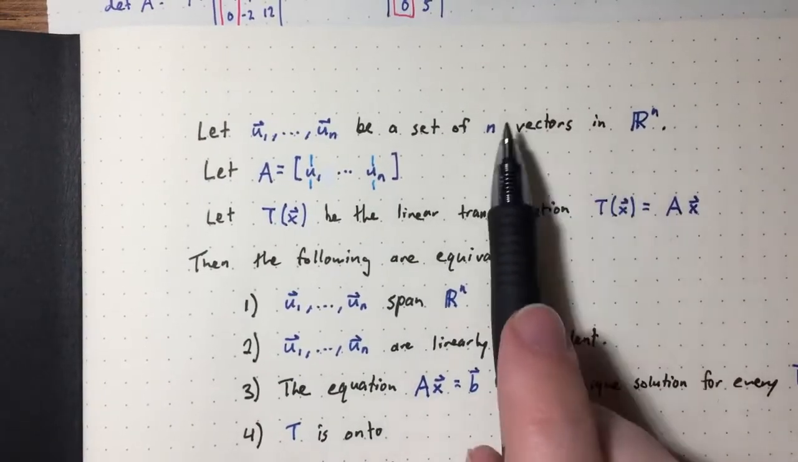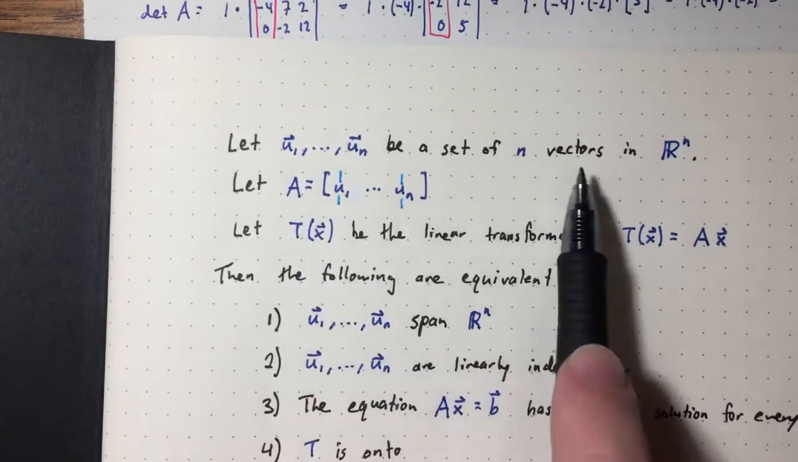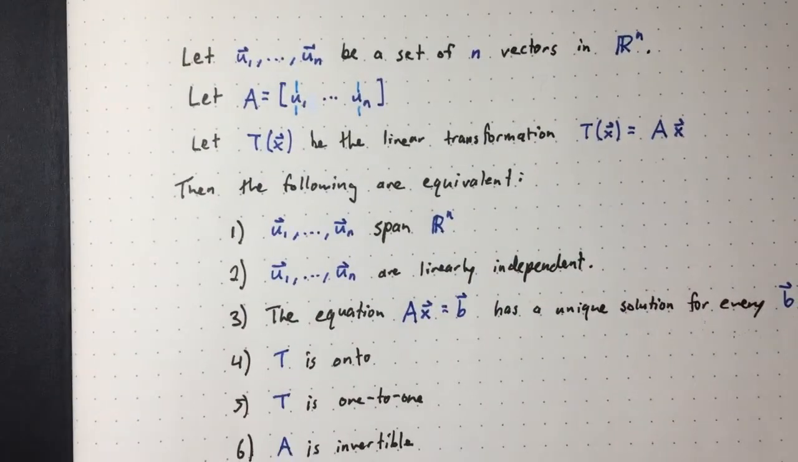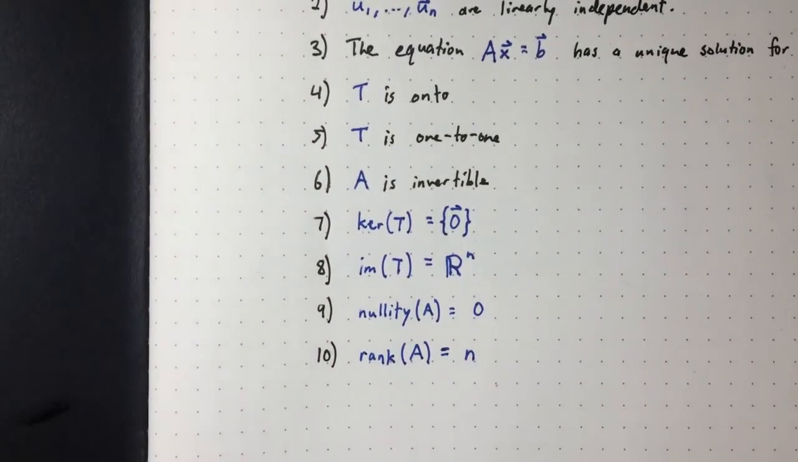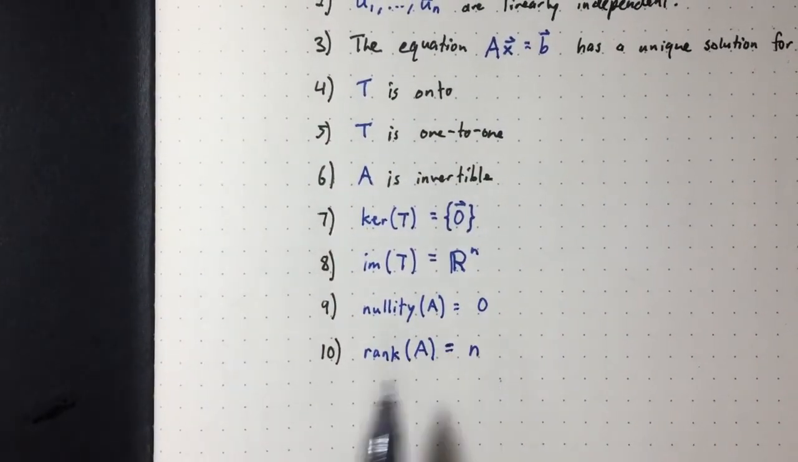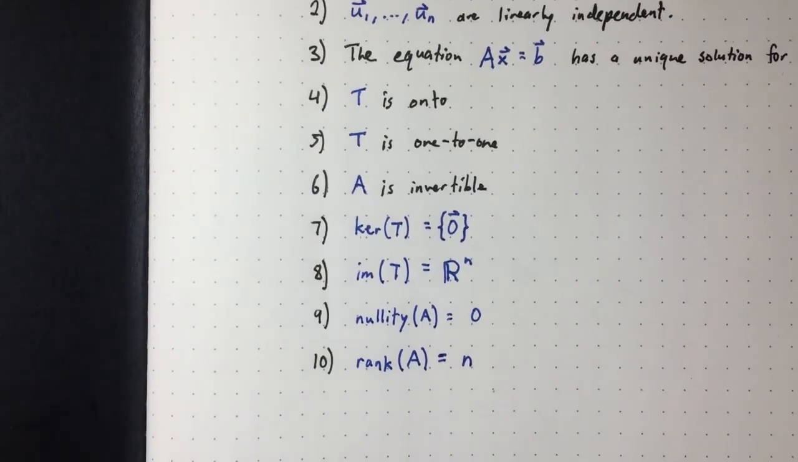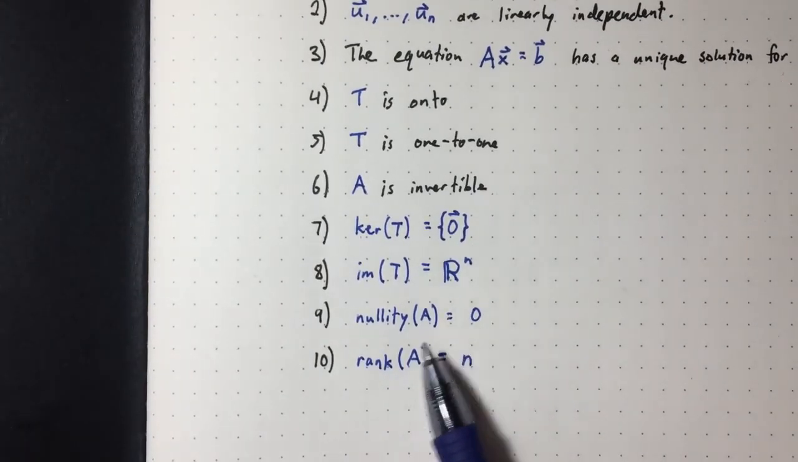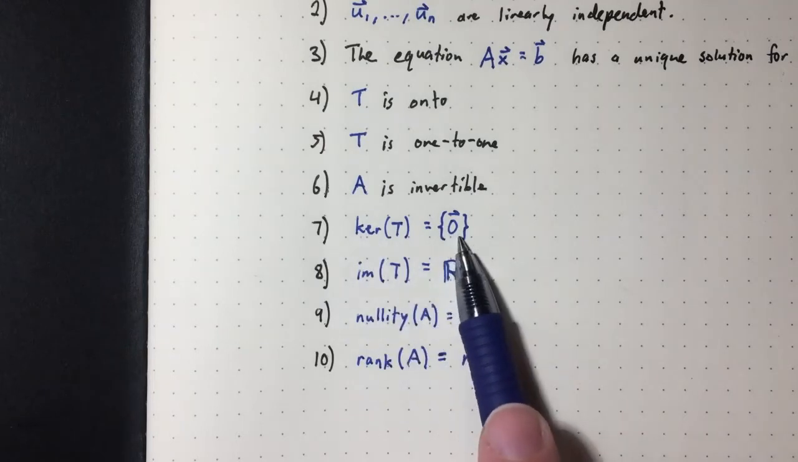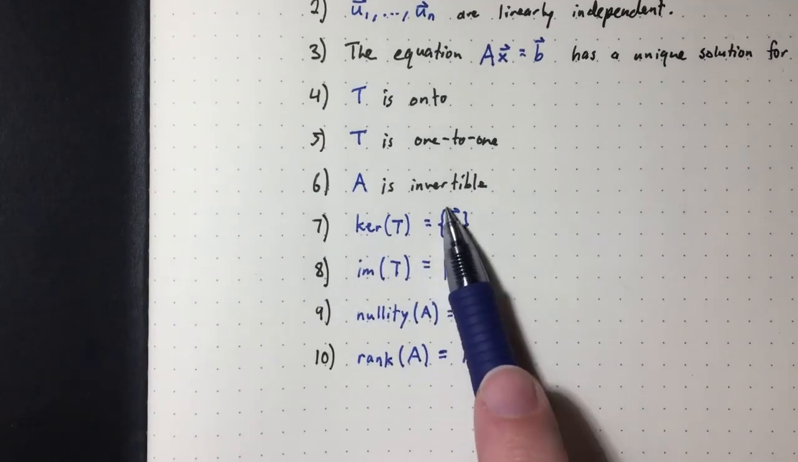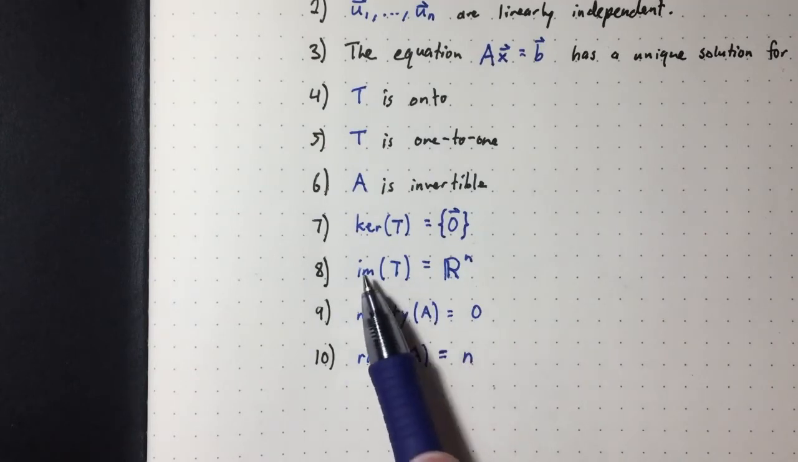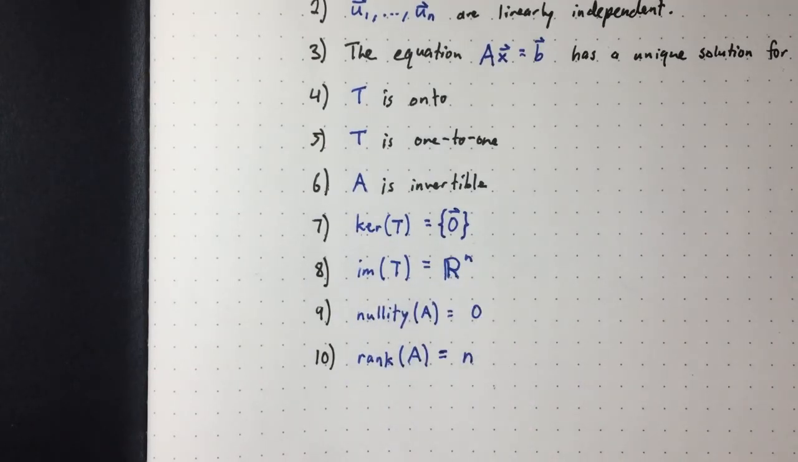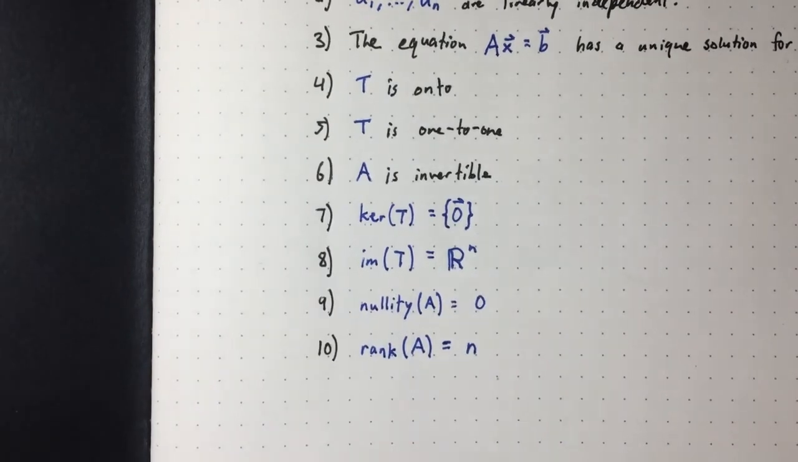Remember, this is exactly the situation where we have a square matrix. We have n vectors in Rn. The linear transformation is going from Rn to Rn. By the way, I added these two from last time. I don't think I did in the video, but the nullity of A is 0. That's clearly equivalent to the kernel just being 0, a 0-dimensional null space. And the rank of A being n is the same as the image of the transformation being Rn. The columns span all of Rn, so the rank is n.